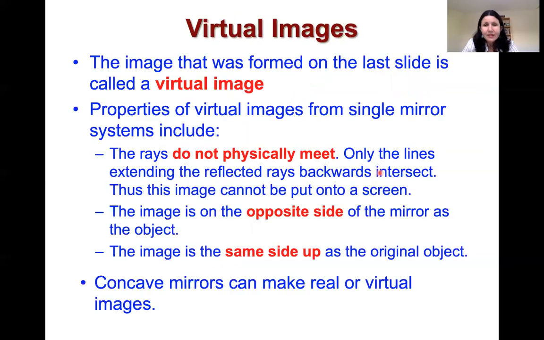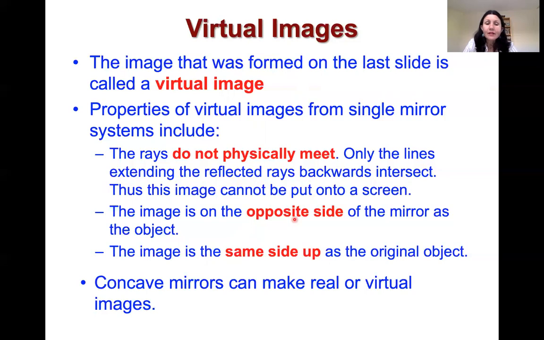Okay, so this is our image and it's virtual. Let's summarize what a virtual image is. It's when rays do not physically meet, but they're projected to that point. So it's only the lines extending the reflected rays backwards that intersect. So this image cannot be projected on a screen. If you put a screen there, there are no physical light rays that would actually reflect off that screen.